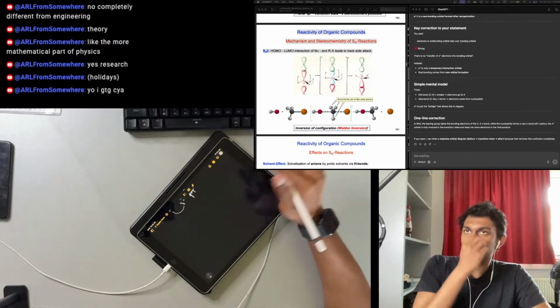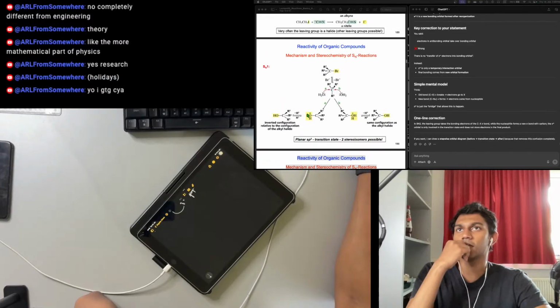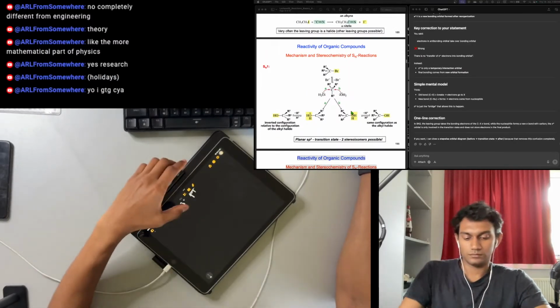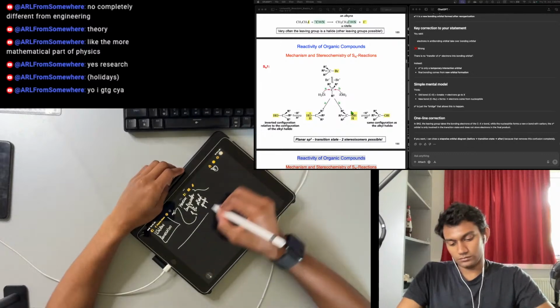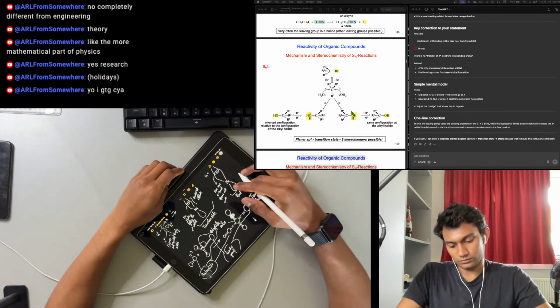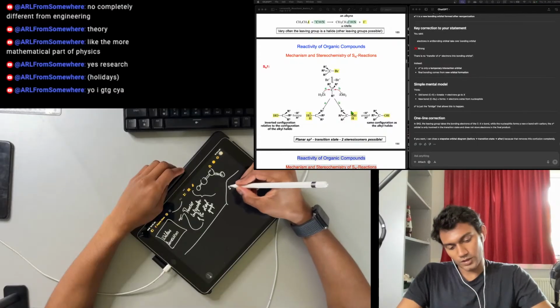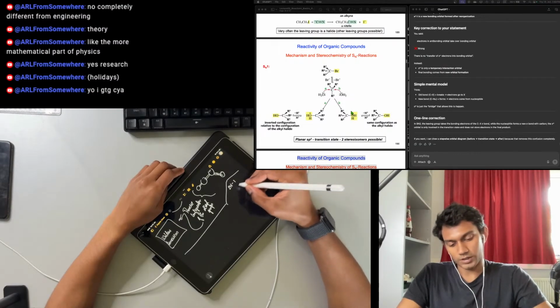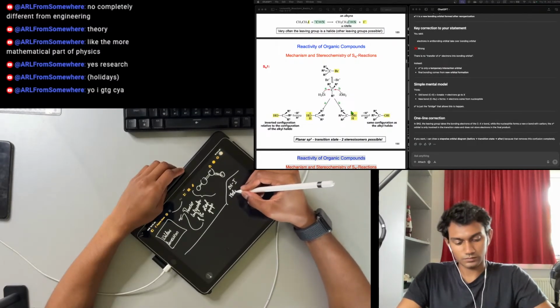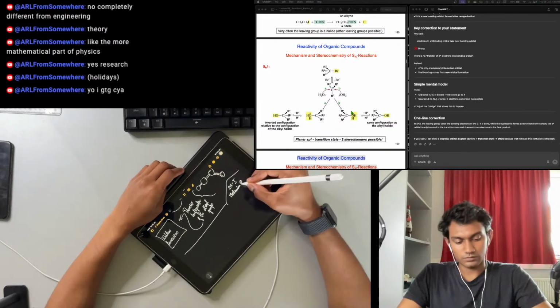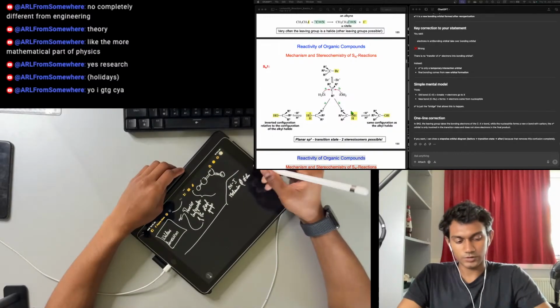So that's the Walden's inversion, but there's the other one, mechanism, right? SN2, SN1 mechanism. Stereochemistry, yeah.